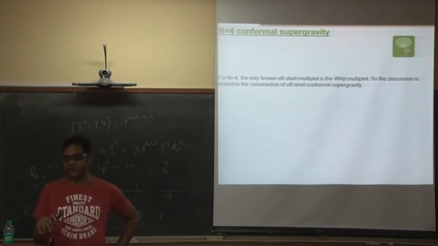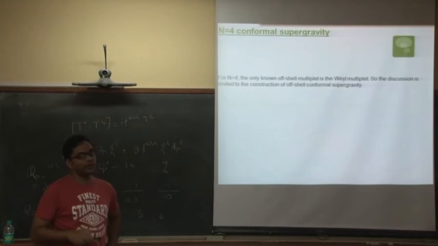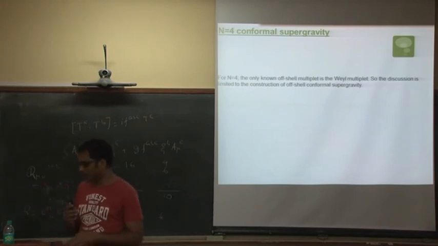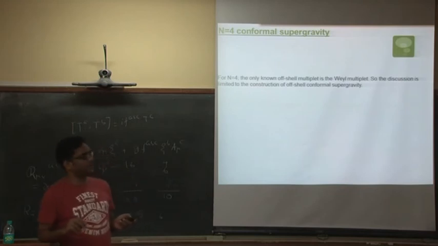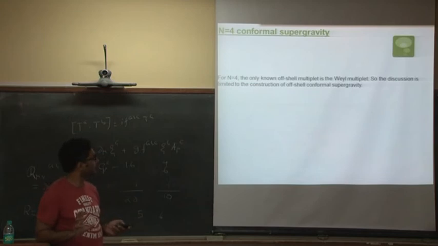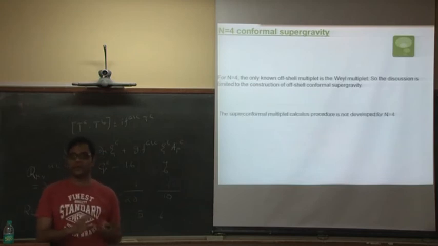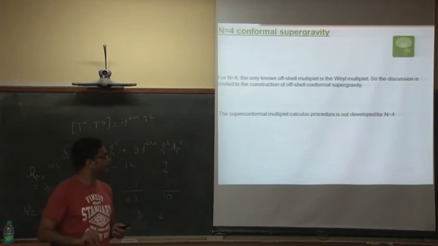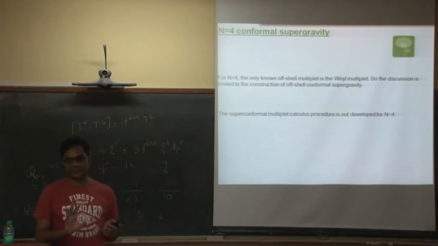There is a vector multiplet, but you don't have an off-shell realization of that vector multiplet in N equal to 4. So if you want to do the whole program as it was done for N equal to 2, you won't be able to do that. The discussion will be limited to the construction of only conformal supergravity. You don't have a compensator to actually come down from conformal supergravity to Poincare supergravity. Also, the superconformal multiplet calculus that we knew for N equal to 2 is not developed for N equal to 4.